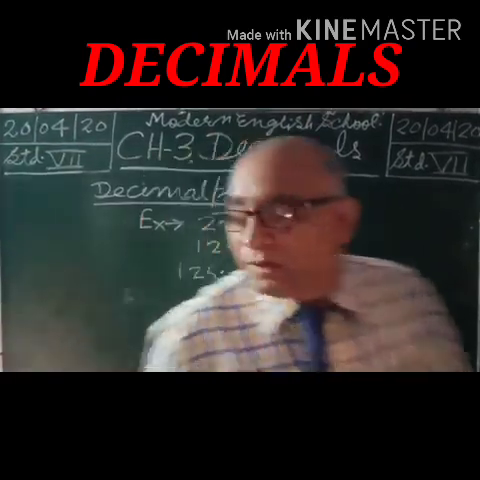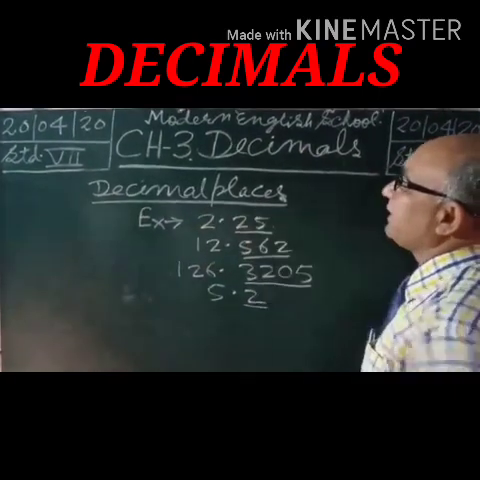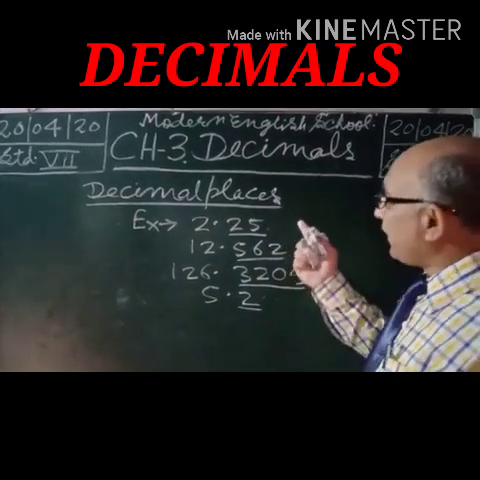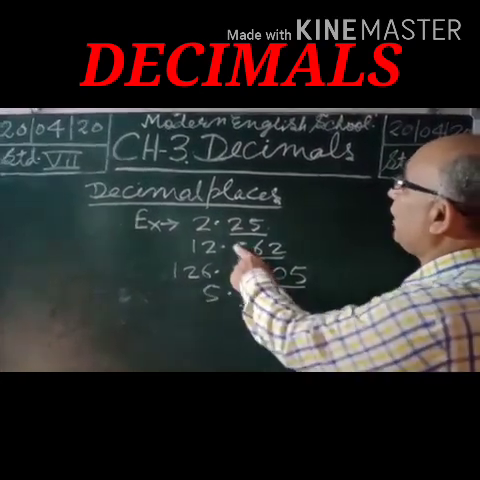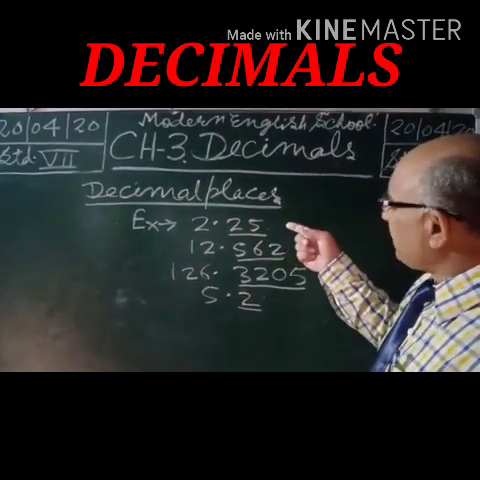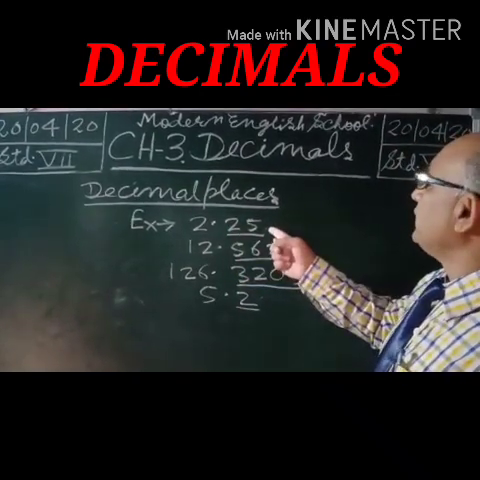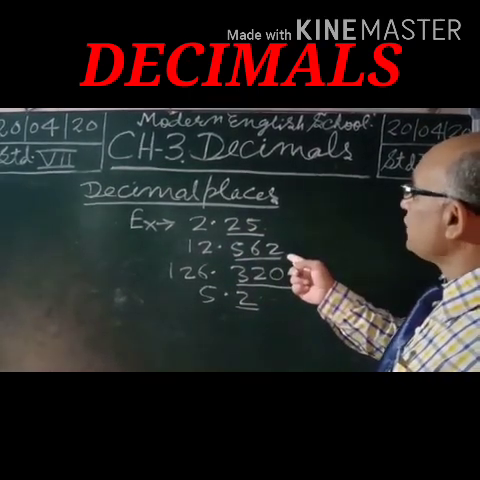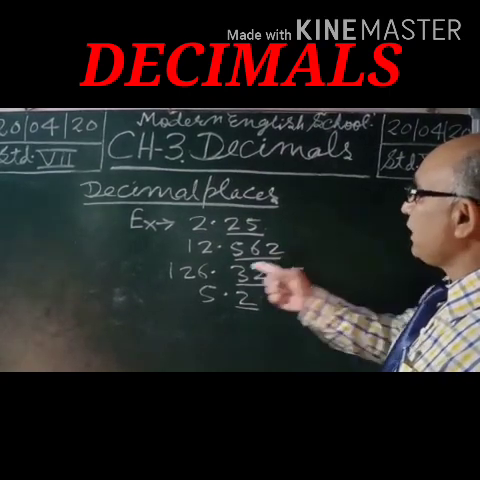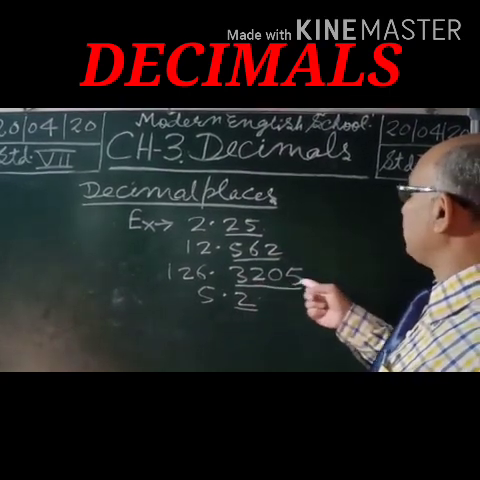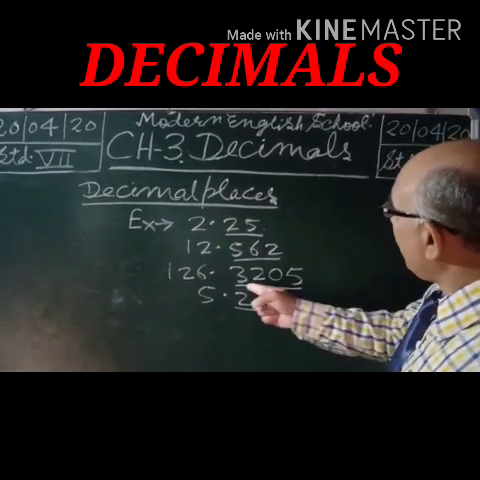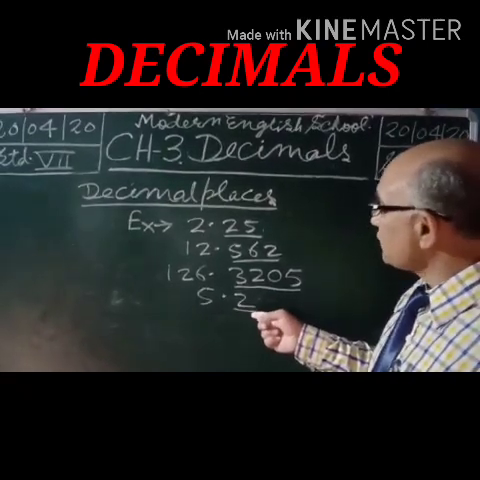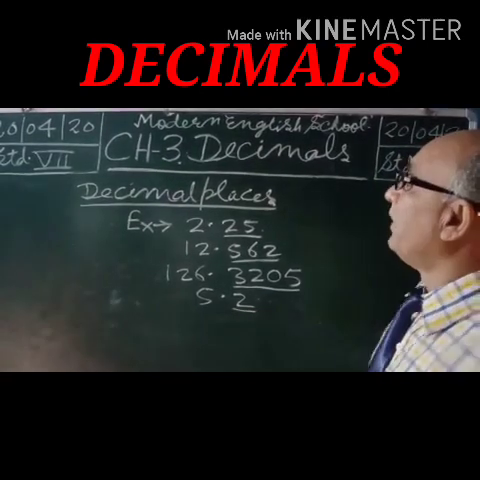So here students, decimal places, the number of digits in the decimal part of a decimal number are called decimal places. Example here: 2.25. In this decimal, 2 decimal places. 12.562. In this number, 3 decimal places. 126.3205. In this decimal, 4 decimal places, and lastly 5.2. In this only 1 decimal place.